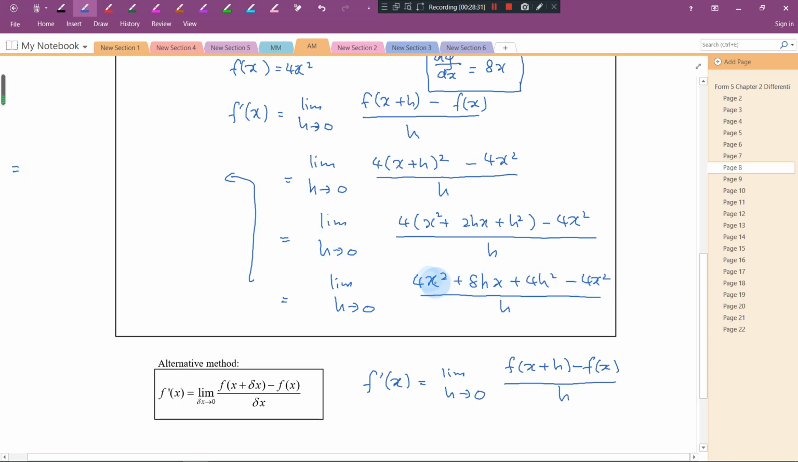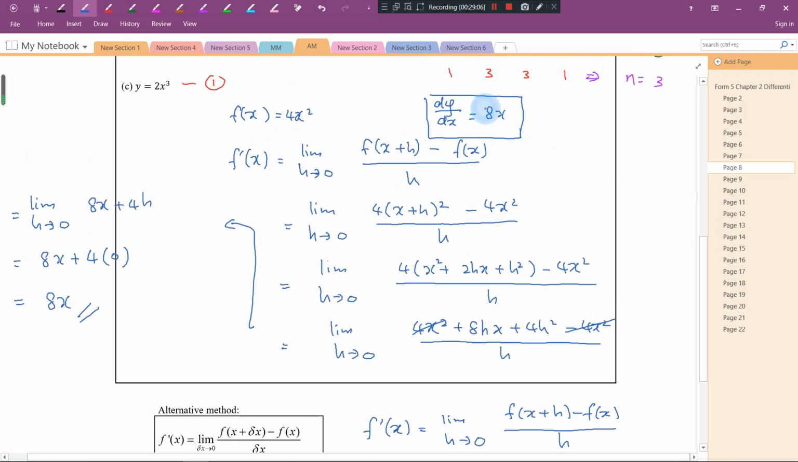4x squared minus 4x squared, no more 4x squared. Eventually we only have this. And when this is divided by h, I will only have 8x plus 4h, right? Now, I'm going to bring h equals 0 inside here. 8x plus 4 times 0. Okay, you will get 8x. Okay, let me check my steps. Yes, correct. So you see, we got exactly the same answer, which is equal to 8x.